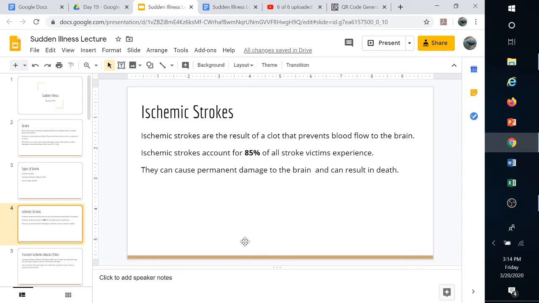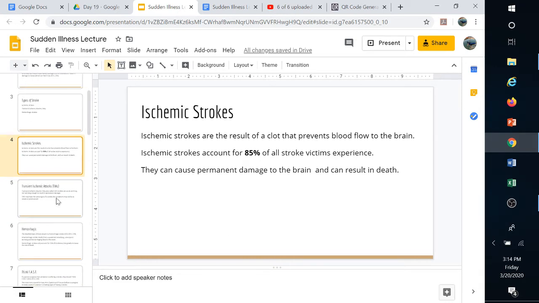oxygen. And remember, thinking back through all these other modules, the most important organ, the one that we're most concerned about when oxygen gets deprived, is the brain. So we have about 4 to 6 minutes before brain death starts to occur. So this area of the brain that's not getting blood supply could die off if blood flow is not reestablished.